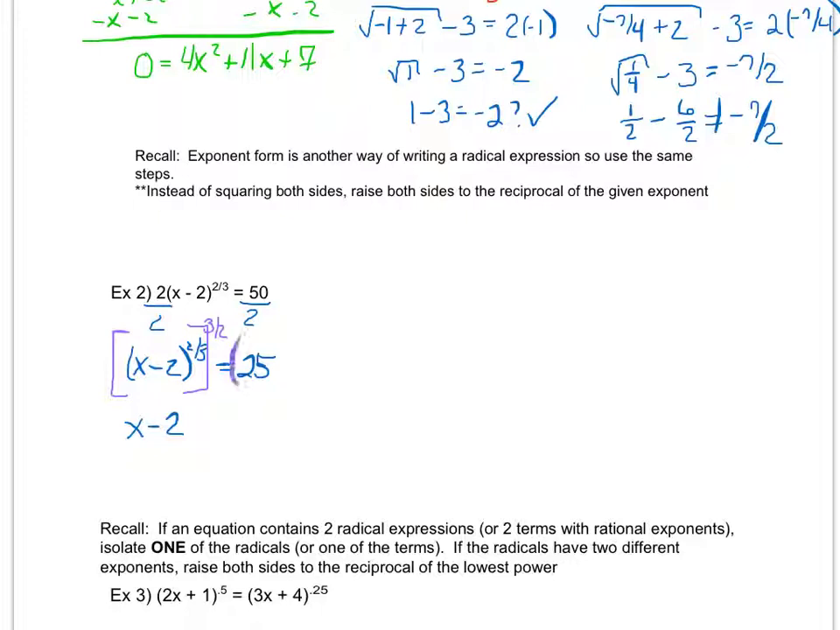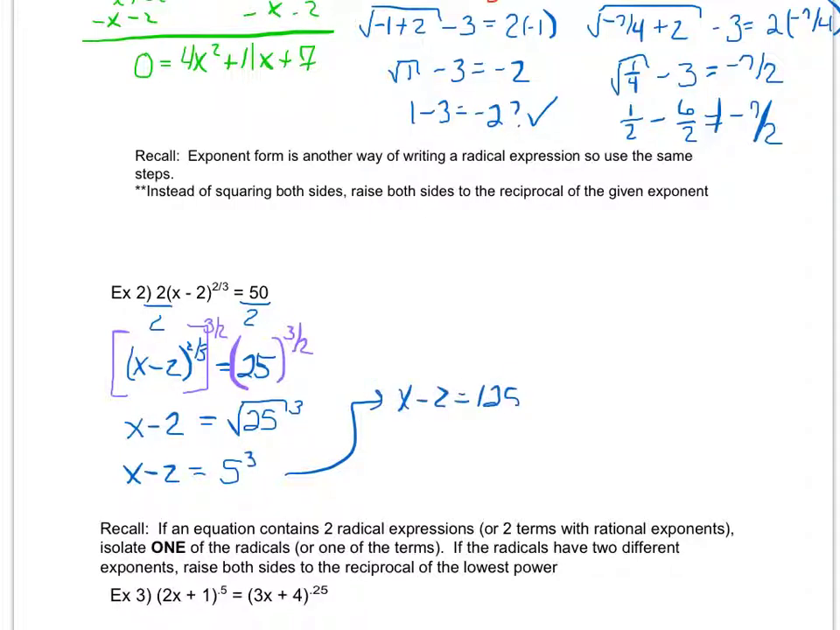However, if I raise the left side to 3 over 2, I have to do the same to the right side. Remember, a power of 3 over 2, as you saw in Objective 1, is the same thing as taking the square root of 25 cubed. And I can either do the radical or the cube first. Since I know that the radical of 25 is 5, I'm going to go ahead and change this to be 5 cubed, or x minus 2 equals 125. Adding 2 to both sides, I get x equals 127.